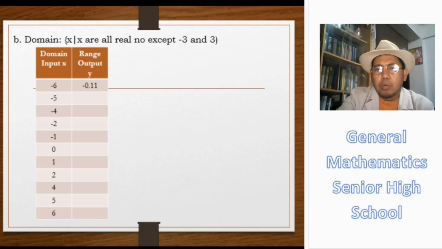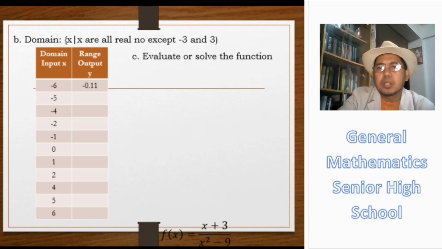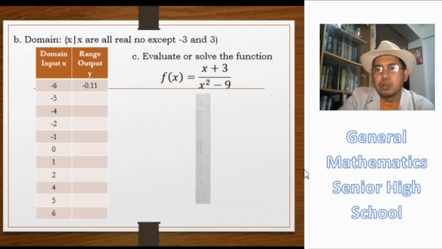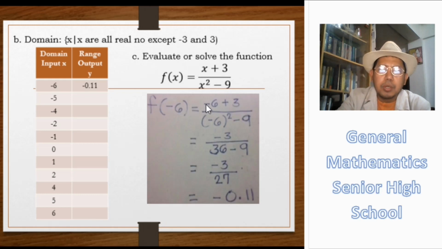So what about if we are going to evaluate if our x is -6? I have in here the computation. So you will notice my computation in here, f of -6 will give you this statement -6 plus 3 divided by the quantity -6 raised to the second power minus 9. What did I do? I replace the x with its value -6. So you can see -6, -6.